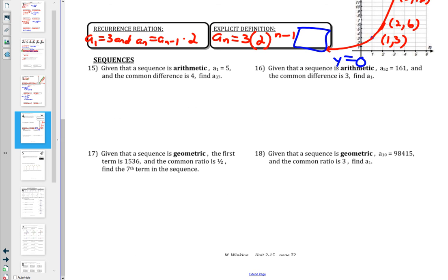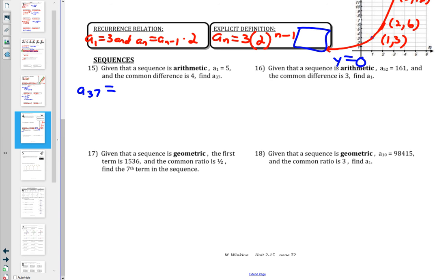All right, so let's start again on 15. Given that a sequence is arithmetic and a sub 1 is 5 and the common difference is 4, find a sub 37. All right, so we've kind of done this already. I'm gonna go straight into it. Let's not even waste time simplifying. What comes first on an arithmetic sequence? If I'm gonna look for a 37th number, I want the explicit definition. What's gonna come first? The first number, and really that's the same thing for geometric.